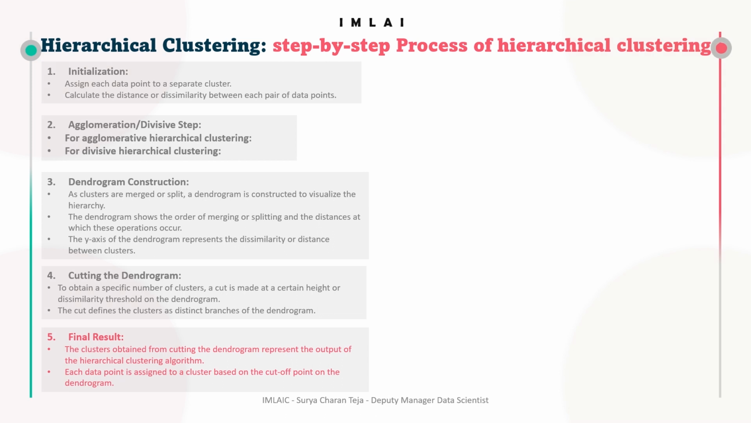Hierarchical clustering has different linkage criteria to measure the dissimilarity between clusters, such as complete linkage, single linkage, average linkage, and Ward's linkage that we have discussed earlier in our previous slides. Each criterion uses a different method to compute the distance between clusters. Hierarchical clustering is useful for identifying hierarchical relationships within the data and does not require specifying the number of clusters in advance. It is commonly used in various fields including biology, social sciences, and data analysis.